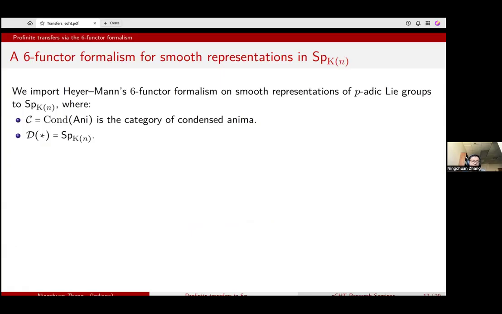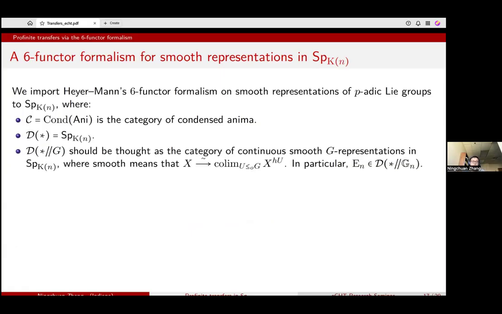D of a point is the category of K-local spectra. And D of the stacky quotient point mod G, where G is a p-adic Lie group, you should think of it as a continuous classifying stack. And we're saying the value of D on the continuous classifying stack is the category of continuous smooth G-representations in K-local spectra. Smooth here means a spectrum is smooth if it is equivalent to its colimit over open subgroups of G. So I'm using the notation subscript O to mean open subgroups.